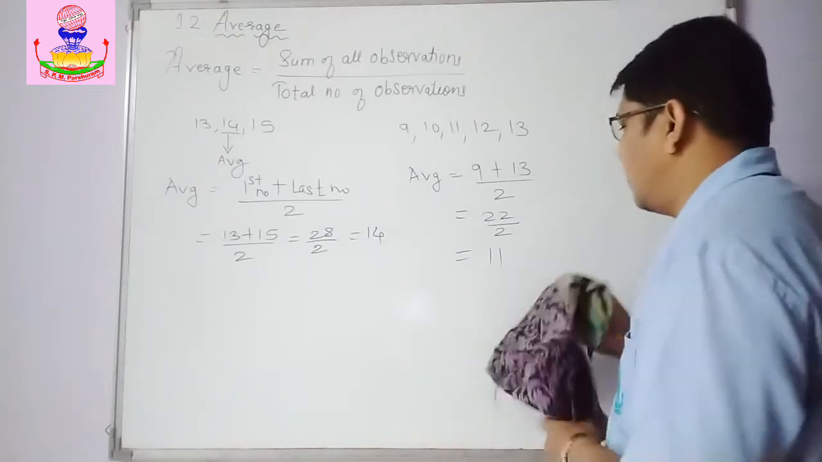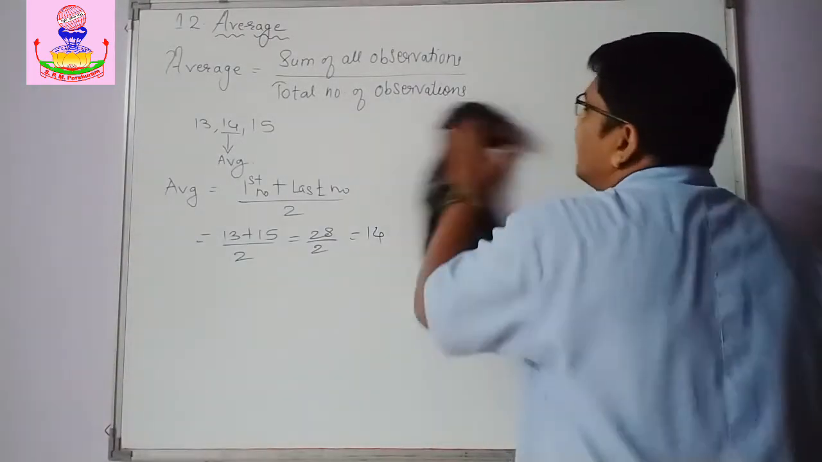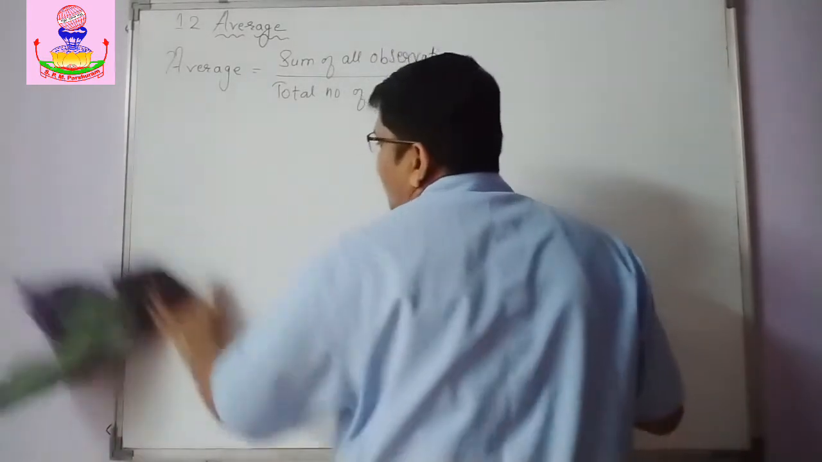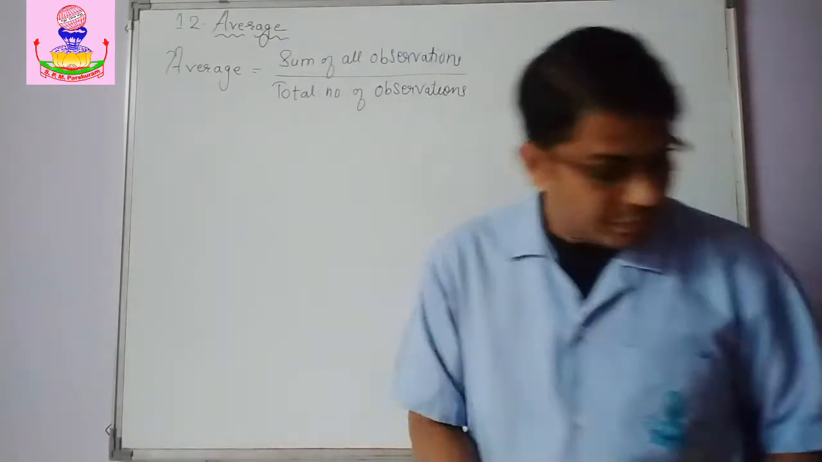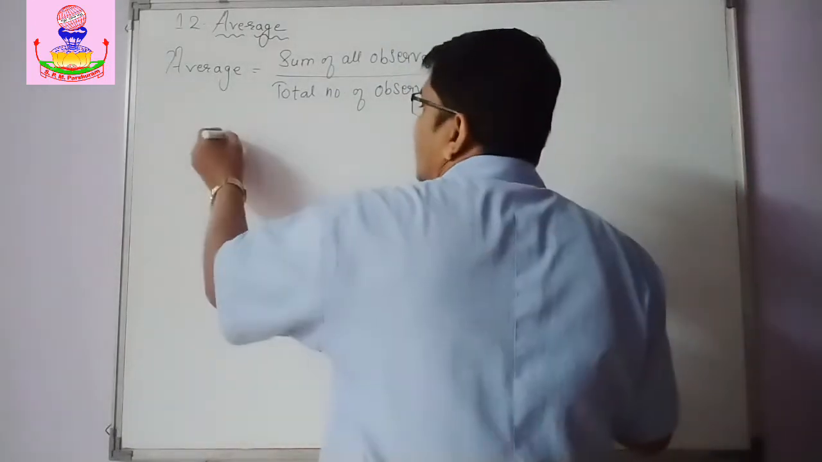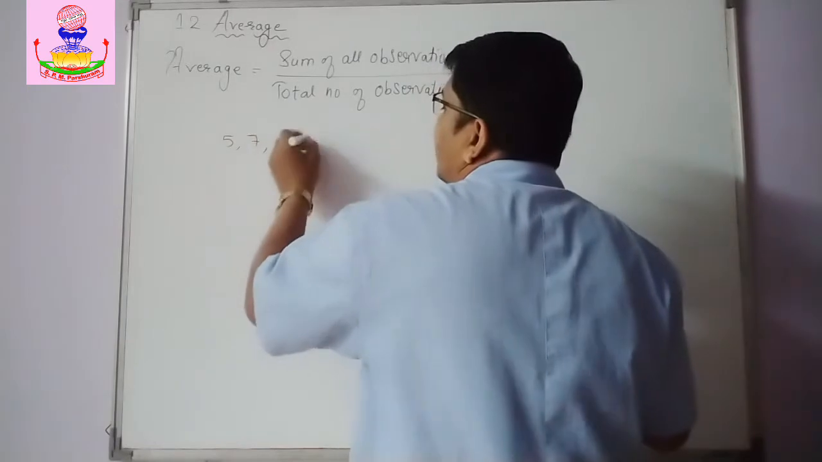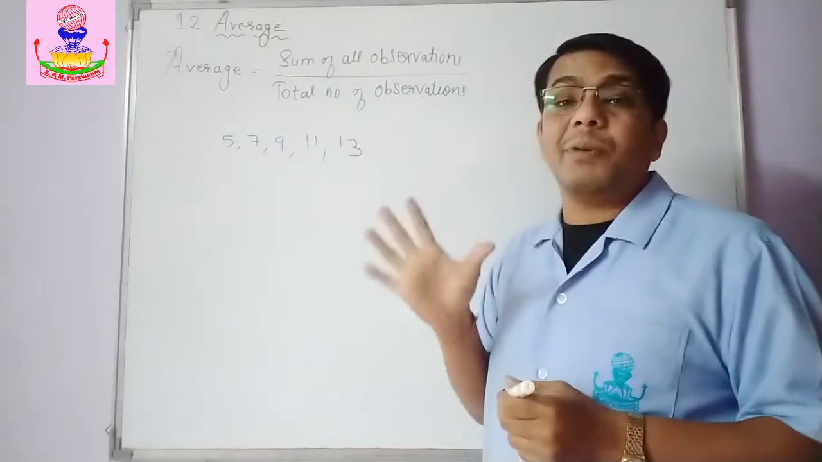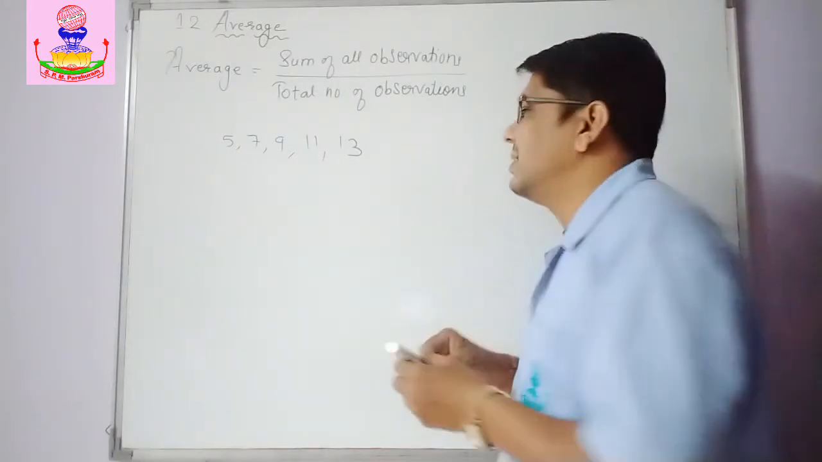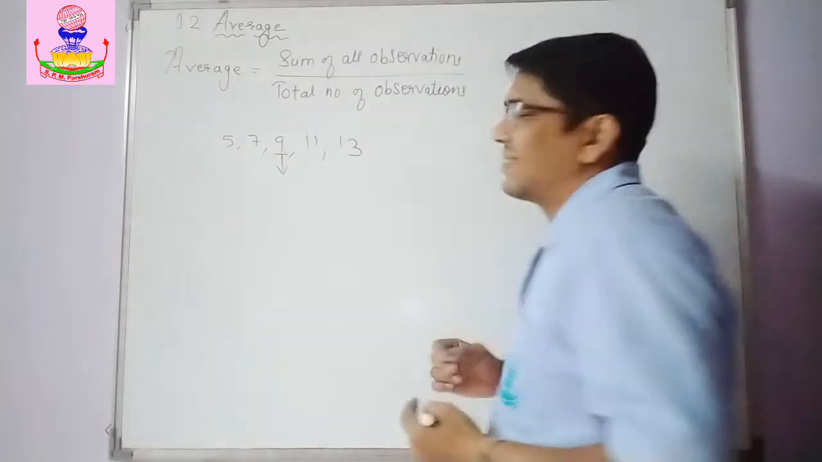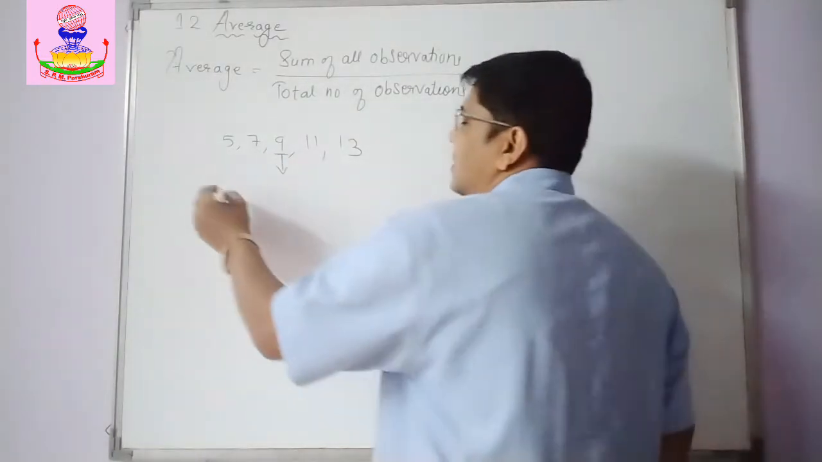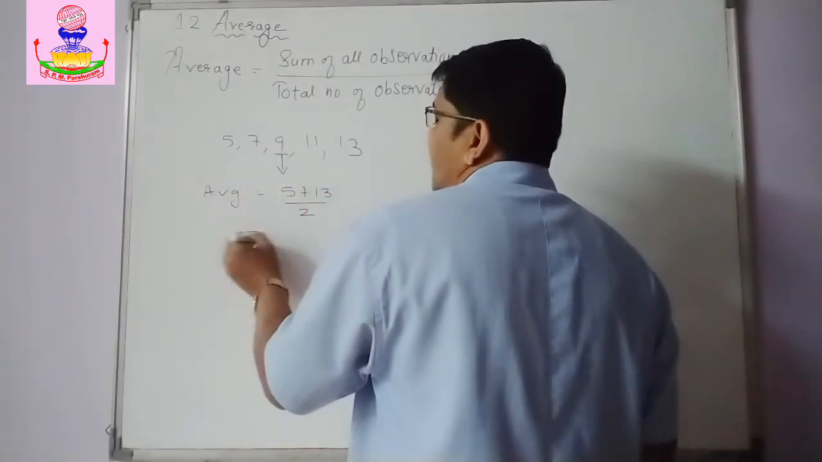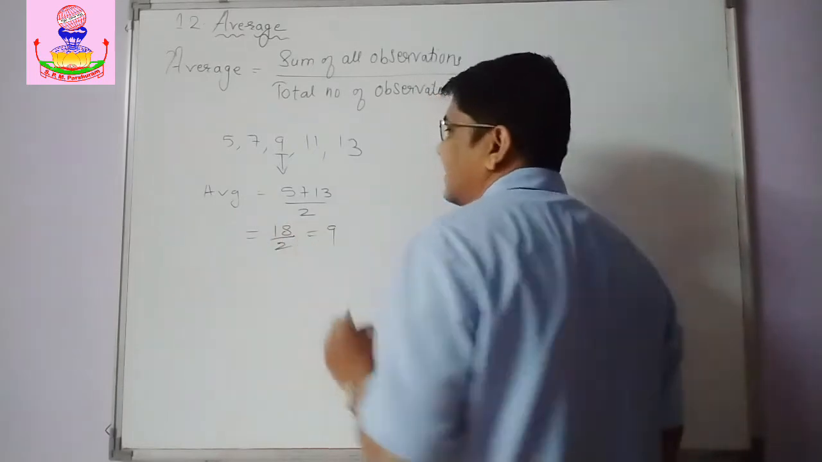Now, this is related to consecutive numbers. Suppose there are odd numbers or even numbers. Suppose I take odd numbers, for example 5, 7, 9, 11, 13. How many total numbers are there? 5 observations. So the middle number will be the average. Again the same formula: first number plus last number, that is 5 plus 13 divided by 2. So 18 upon 2. That is 9.